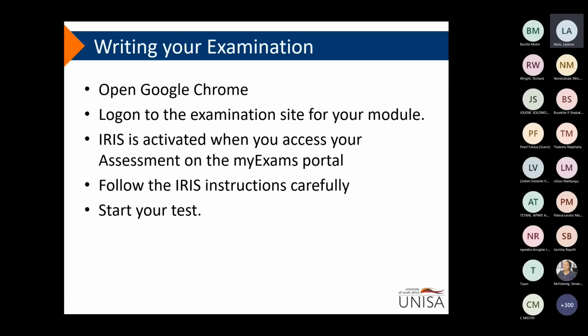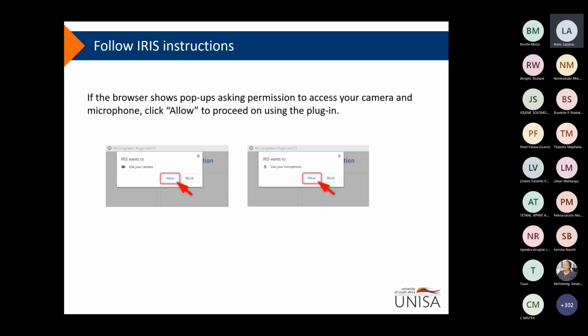You would open Google Chrome. You would log on to the examination site or the test site. Iris is activated when you access your assessment on the myExams portal. You will follow these Iris instructions and then minimize Iris and start your test. So these are the Iris instructions.